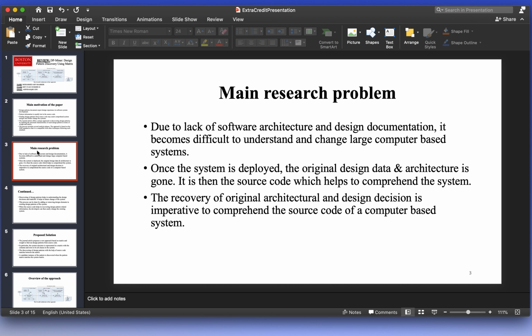Main research problem. Due to lack of software architecture and design documentation, it becomes difficult to understand and change large computer-based systems. Once the system is deployed, the original design data and architecture is gone. It is then the source code which helps to comprehend the system. Due to its big size, it becomes hard to comprehend the source code. The recovery of the original architectural and design decision is imperative to comprehend the source code of a computer-based system.